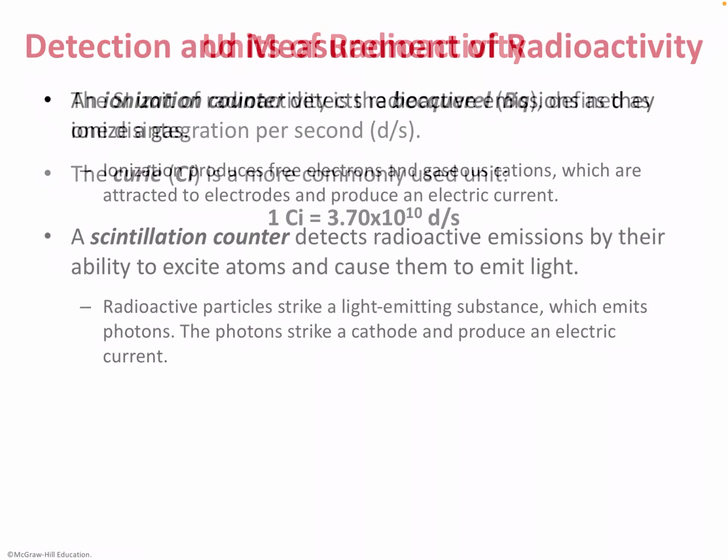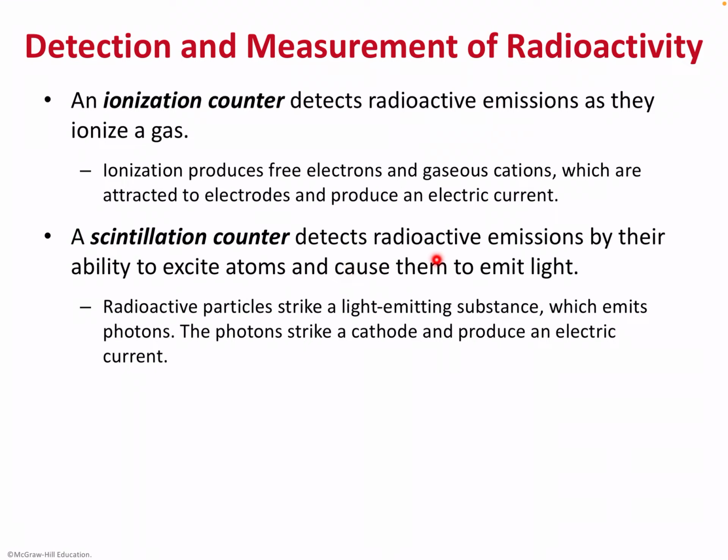A scintillation counter detects radioactive emissions by their ability to excite atoms and cause them to emit light. Radioactive particles strike a light-emitting substance which emits photons. The photons strike a cathode and produce an electric current. So based on that, we can find out the radioactivity.